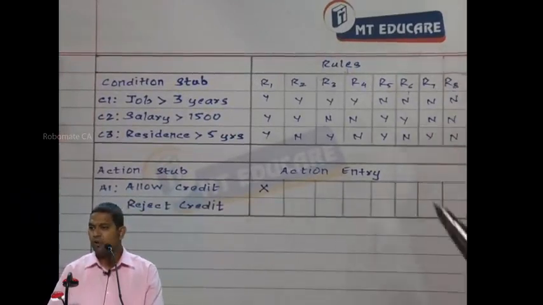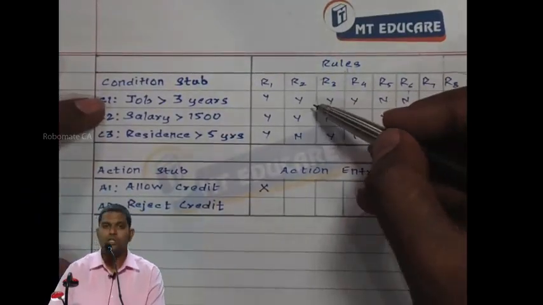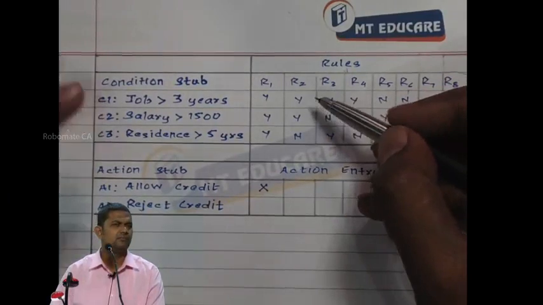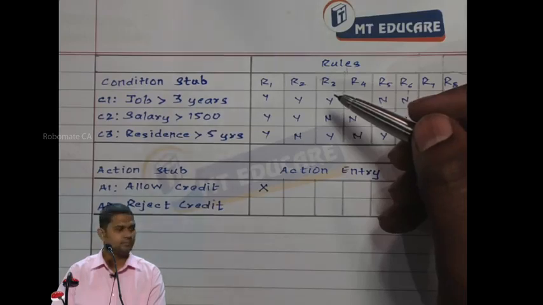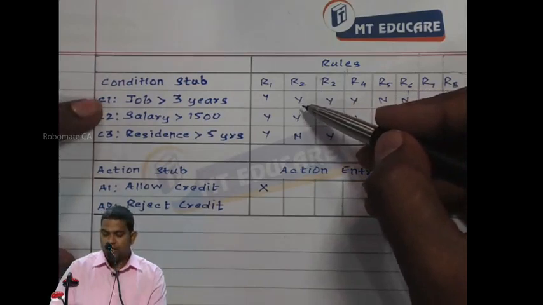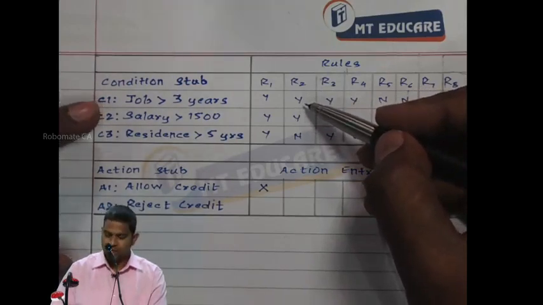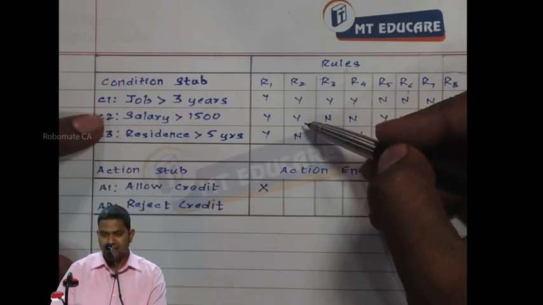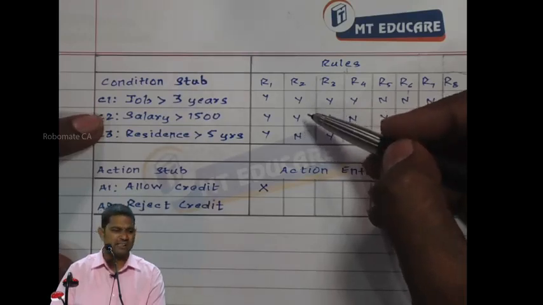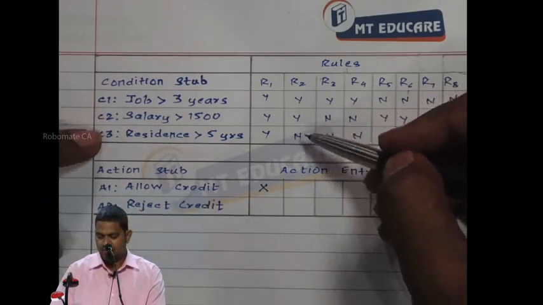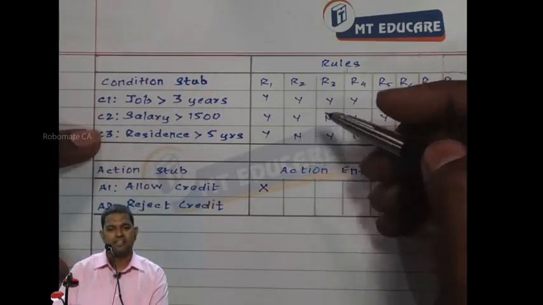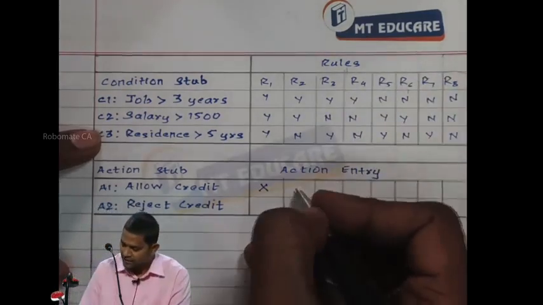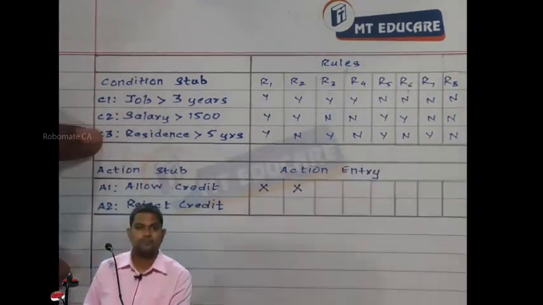Now we will follow rule 2. Is he holding the job for greater than 3 years? Yes. Is he having the salary greater than 1,500? Yes. If these two conditions are satisfied, it is yes. Just check the third one. Is he residing for greater than 5 years? No. But it will not make any difference. He will be getting the credit facility. So the action entry is allow credit.